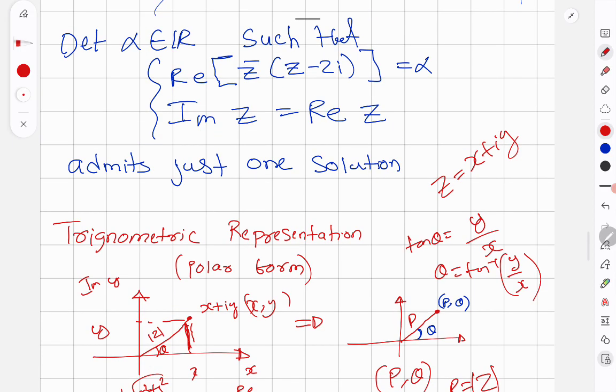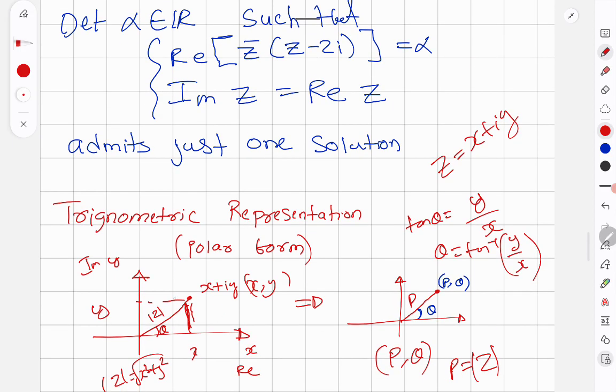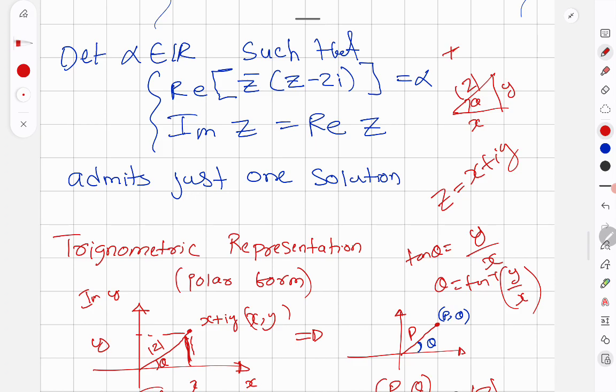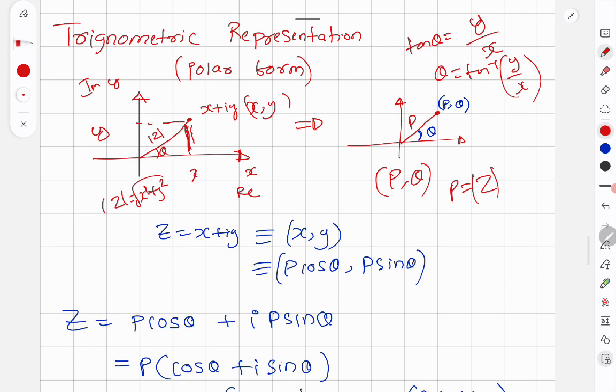Like you have a triangle. If you magnify this image, you have a triangle like this. This is y, this is x, and this is the modulus of z. So you have a theta over here. If you take the tangent of this triangle, tan theta will be perpendicular, y, by base, x, and theta is tan inverse of y by x, right?